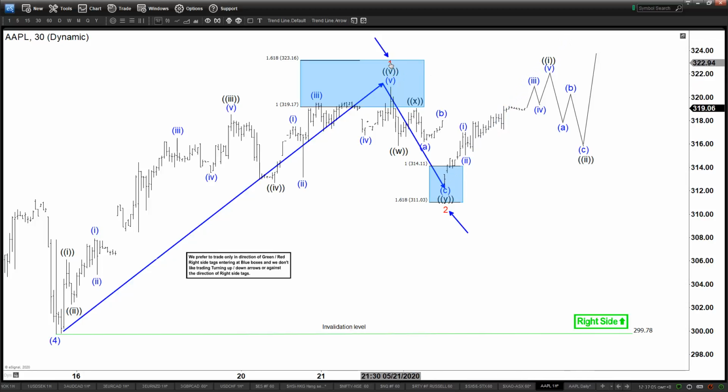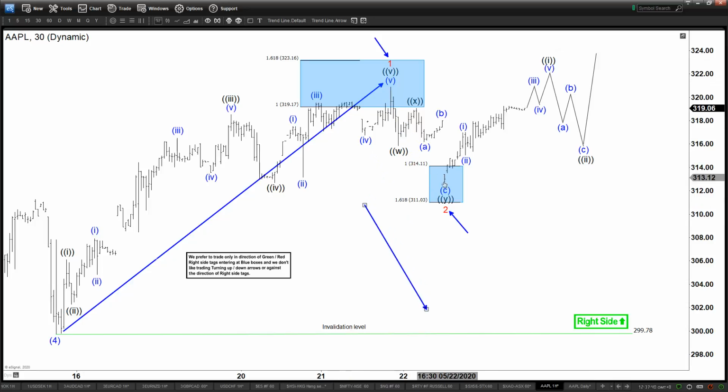You can also see 1 of 5 again subdivides into another impulse structure, 1, 2, 3, 4, 5 in black, and then the 3 and 5 in black subdivide into another impulsive structure. So this is an illustration of fractal, right? Fractal, the smaller waves basically group together and form the bigger wave, and so on. So now we have this 1 and 2 already in place, and that means as long as we stay above this 2, we can continue to see more upside.